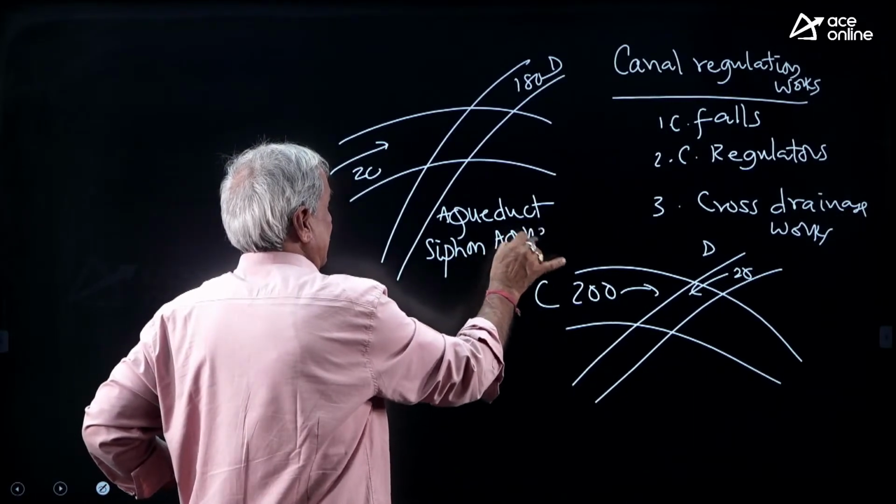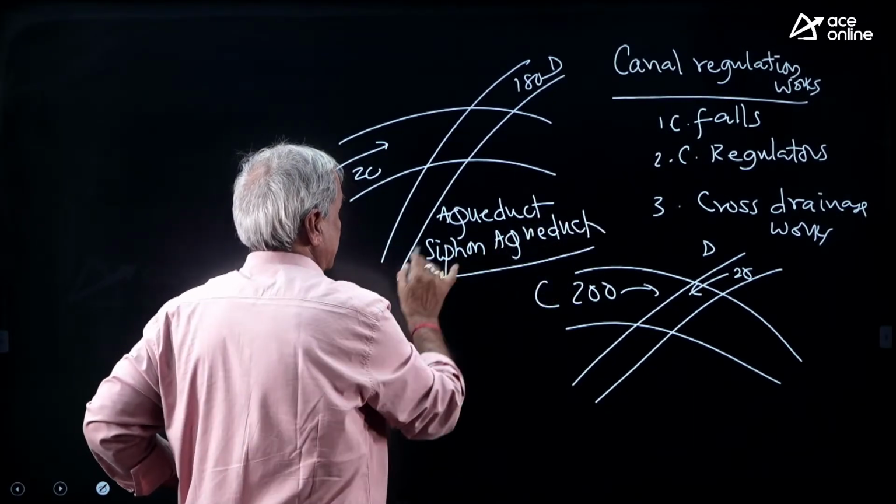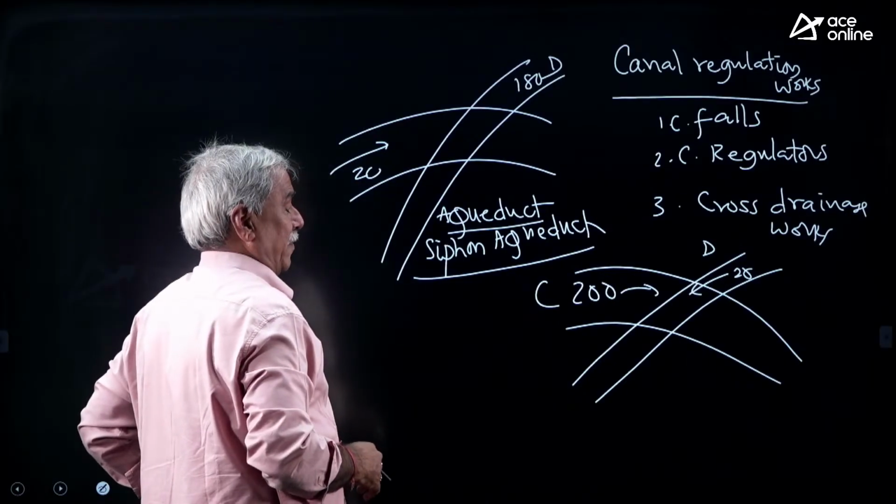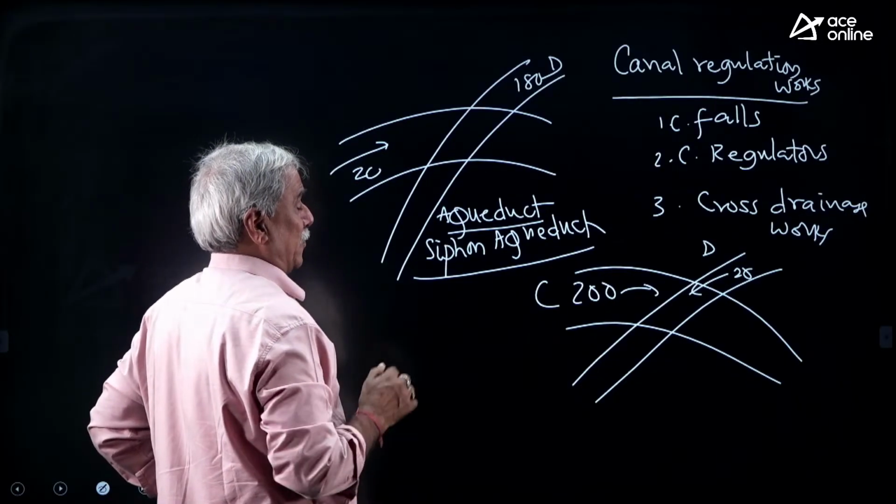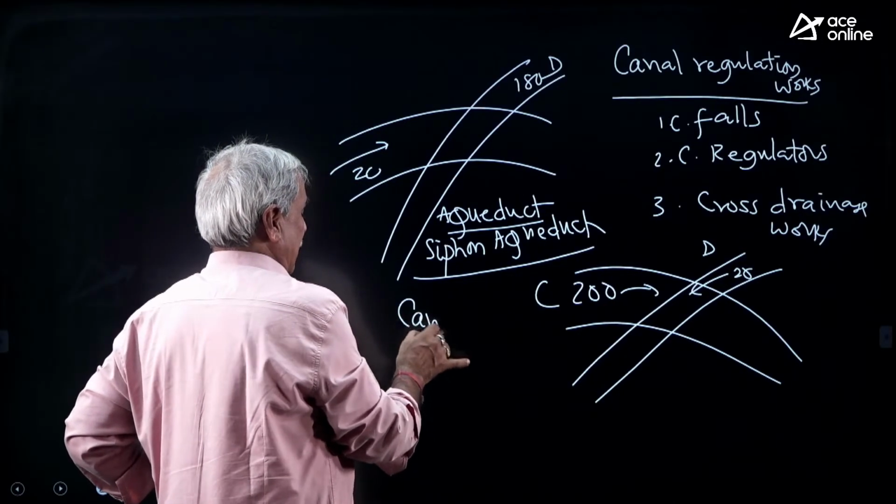In siphon aqueduct, when do you have the pressure maximum? You must be careful about this. Then they will ask about canal modules.